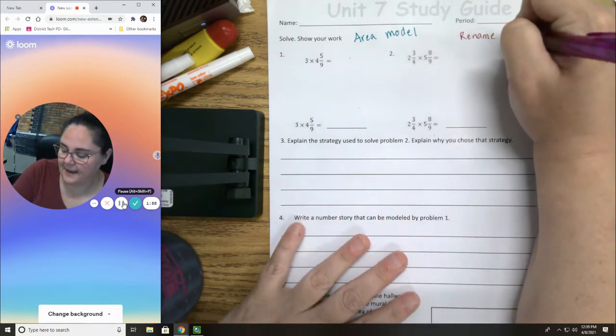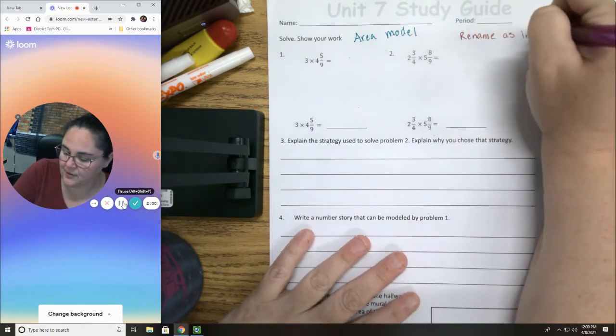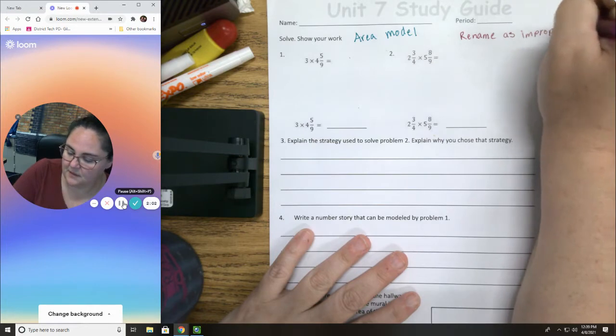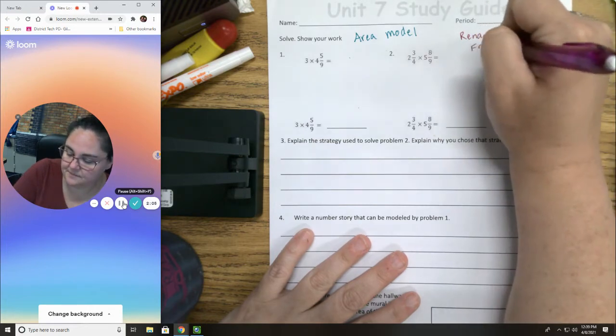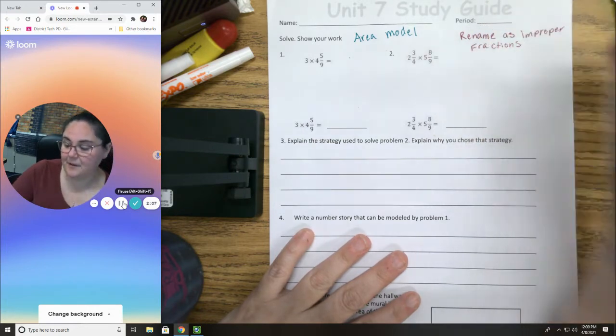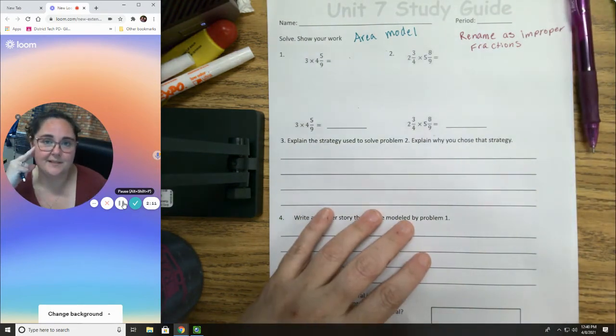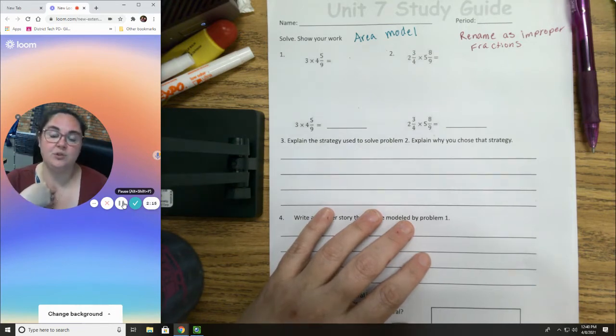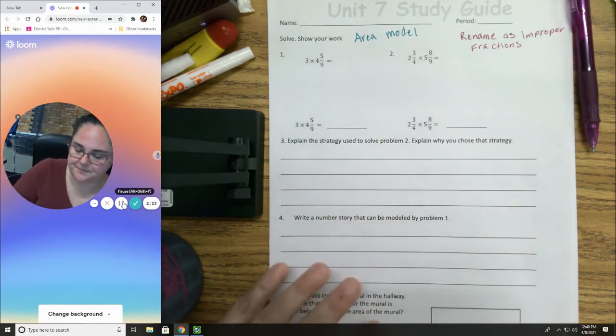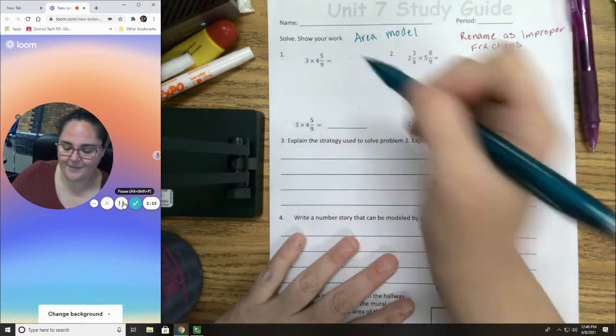rename as improper fractions. I'm going to do one problem with renaming it with improper fractions. I'm going to show you both ways. On your test, I don't care which way you choose. Find the one that works easiest for you, right? Okay, here we go. On number 1, I'm going to use area model.